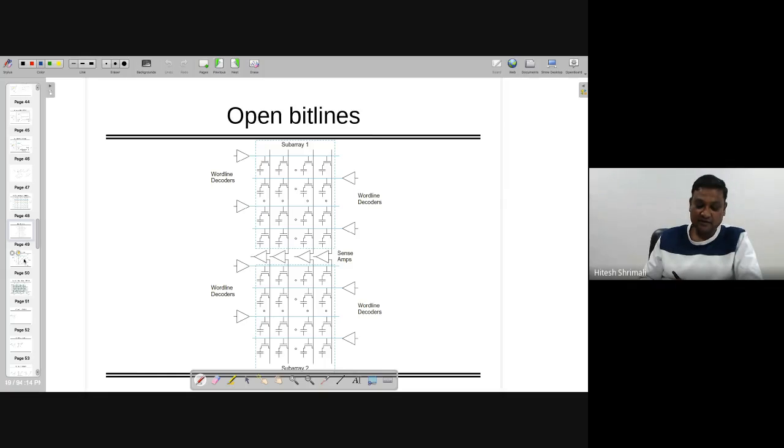Now let's understand how you're going to use the sense amplifier to sense the output. So you can see here there are two sub arrays, one over here and one over here.